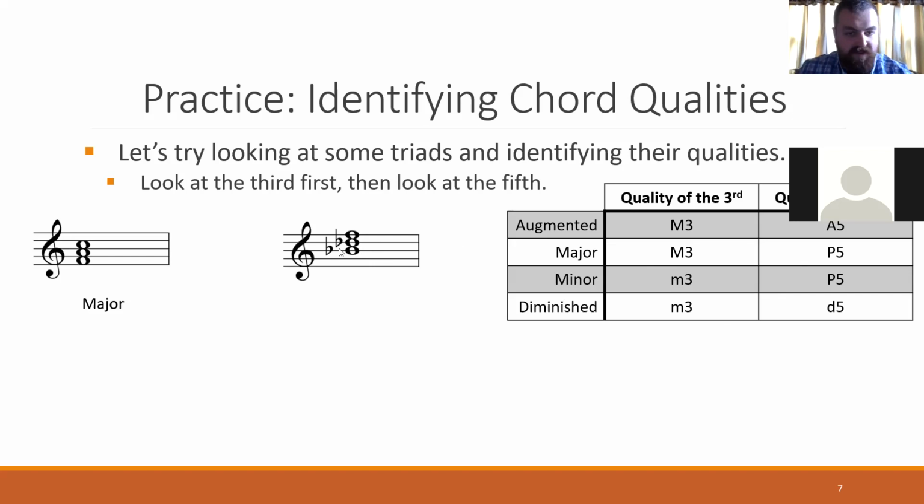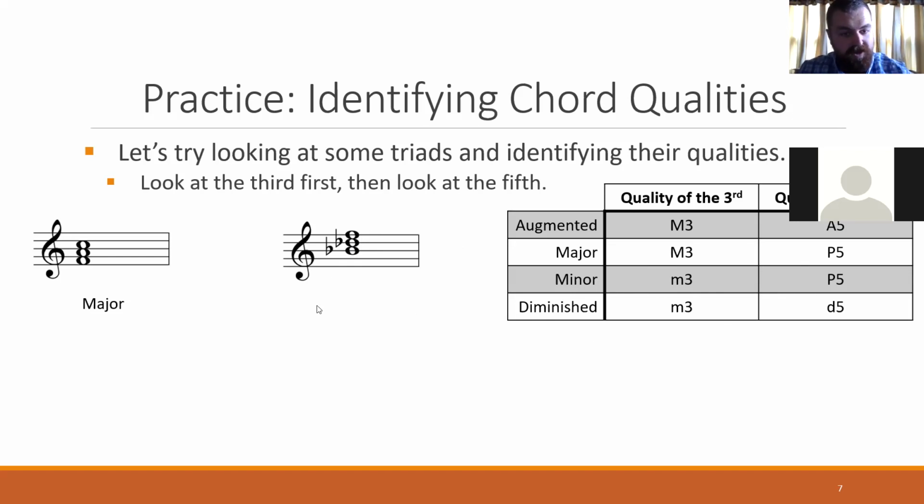So let's say we start from the third. If it's a minor third, B flat to D flat, well, that means it's going to be one of these two down here. So the question is, if we have a minor third in the bottom, do we have a perfect fifth in the top? The answer is yes. B flat up to F is a perfect fifth, whereas it would be an F flat if it were diminished.